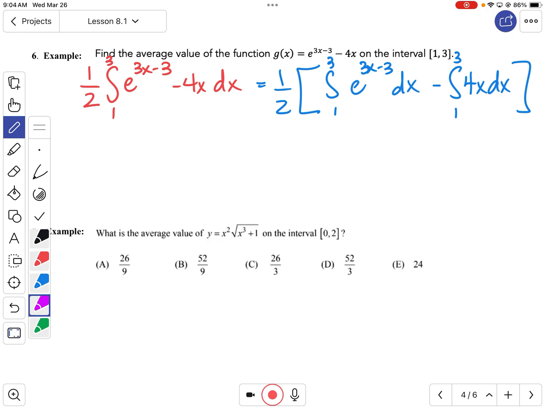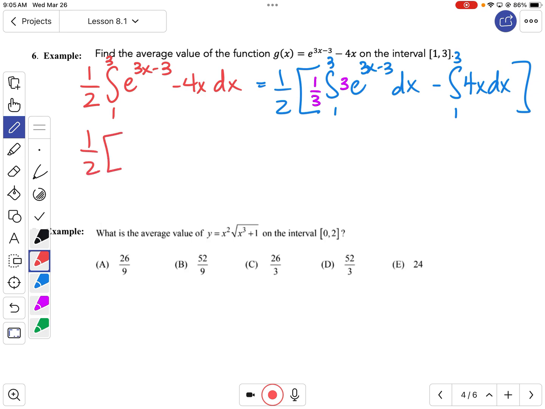Now, looking at the first one, because it's something other than e to the x, that integral has to include the derivative of that exponent. What would the derivative of that exponent be? It'd be just a 3. That I can fix. I don't have to do u substitution. So if I put a 3 here, what would go in front of that integral? 1/3. The 4x, not a problem at all. So I'm going to keep this 1/2.